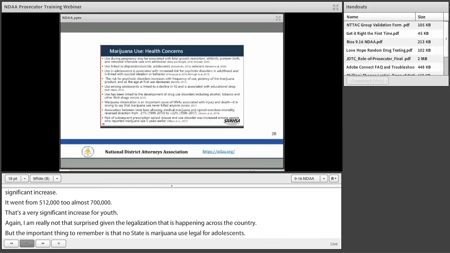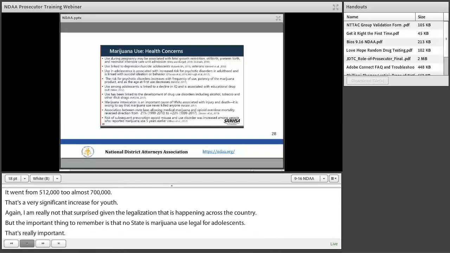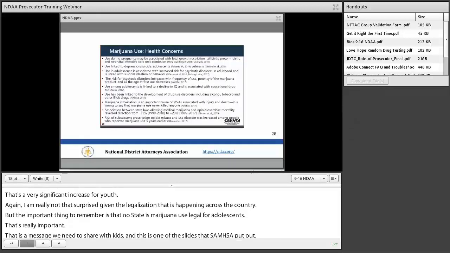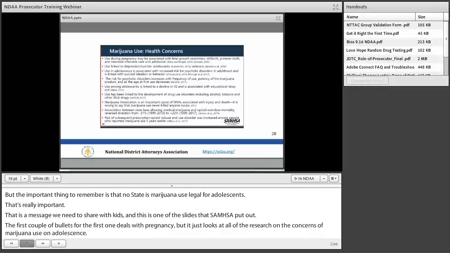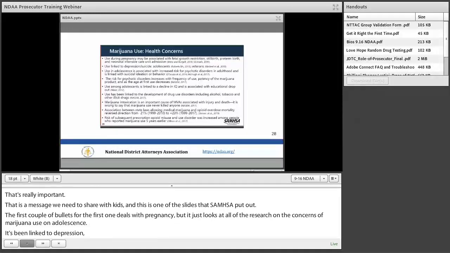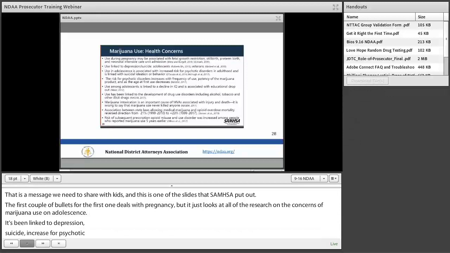And this is one of the slides that SAMHSA put out. The first bullet deals with pregnancy, but it looks at all the research on the concerns of marijuana use on adolescents. It's been linked to depression, suicide, increased risk for psychotic disorders, schizophrenia, declined IQ. There's really not a lot of good that comes from adolescent marijuana use. And in fact, it's pretty dangerous.